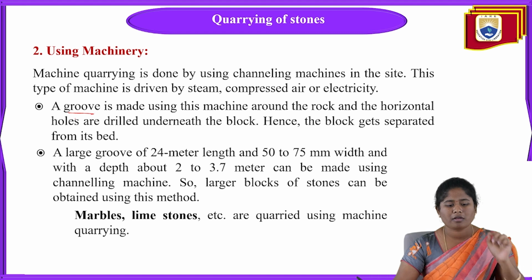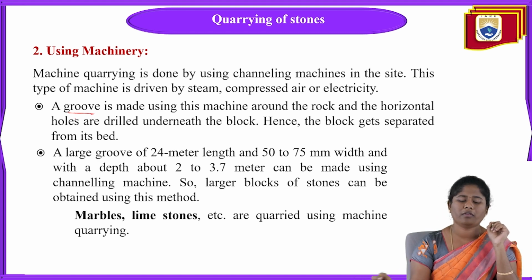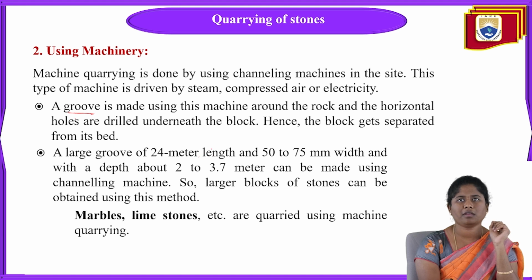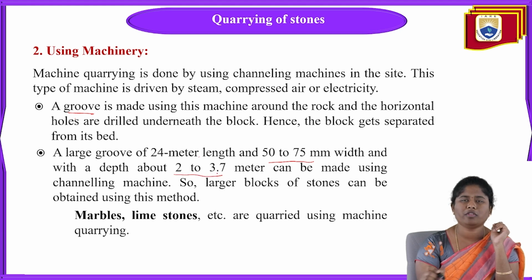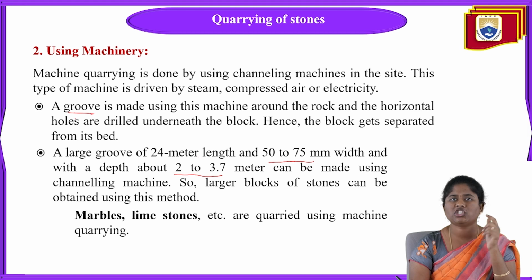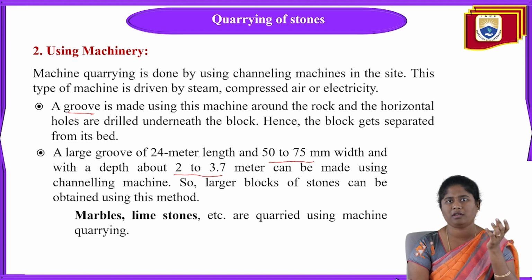And that groove is of a large size, 24-meter length, and the width should be 50 to 75 mm, and the depth should be 2 to 3.7 meter, which can be made using this channeling machine. So that's why these larger blocks of stones can be obtained.